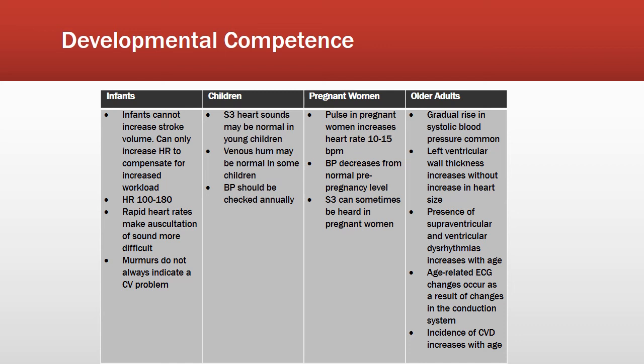With older adults, it's important to note that there's a gradual rise in systolic blood pressure, and that this is common. Left ventricular wall thickness increases, but the heart size does not increase. The presence of supraventricular or ventricular dysrhythmias can increase with age. And age-related ECG changes occur as a result of changes in the conduction system. And then the incidence of cardiovascular disease increases with age.